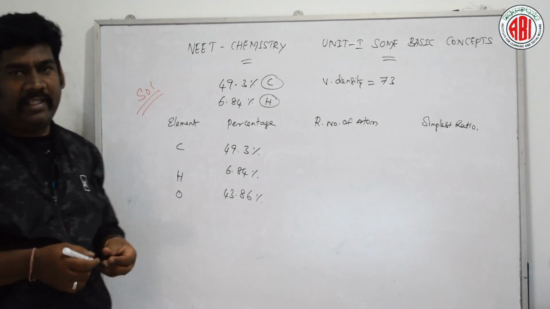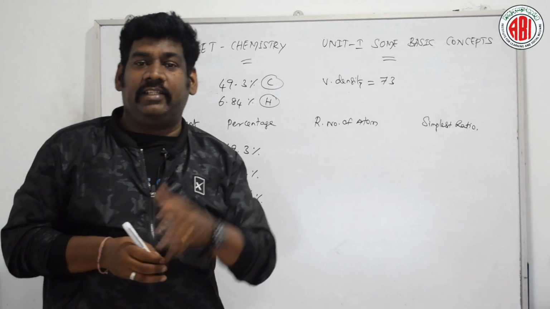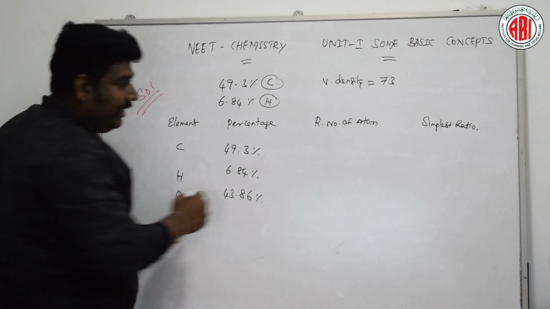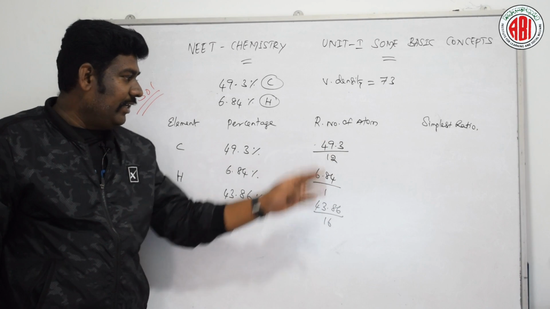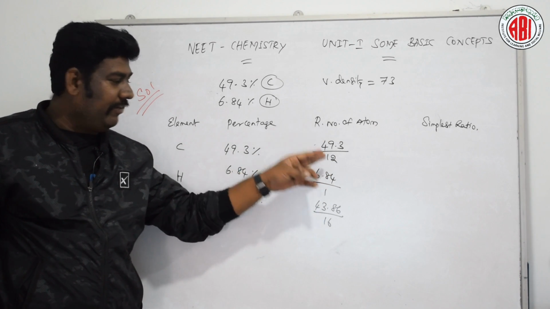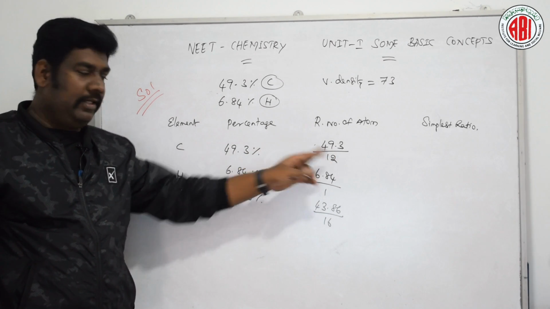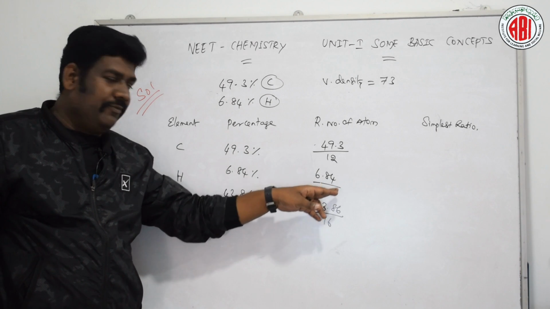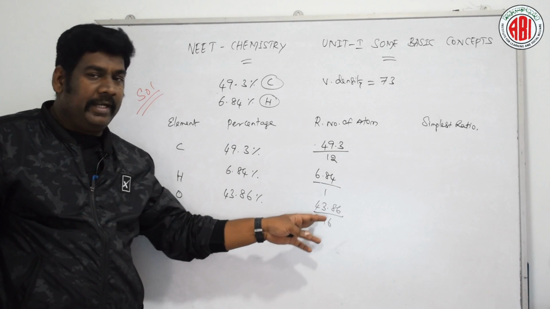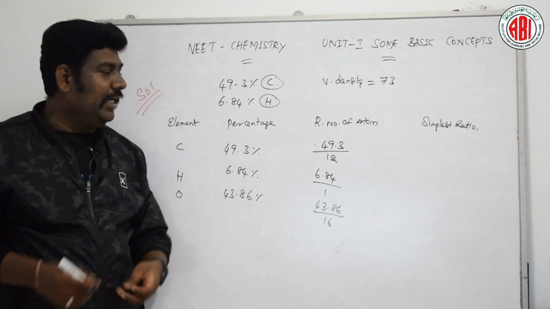So the relative number of atoms is very simple. The percentage should be divided by the atomic mass. So let us write now. First for carbon we are writing the relative number of atoms, that is the percentage composition of the element divided by the atomic mass of the element, that is 49.3 by 12 for carbon, 6.84 by 1 for hydrogen, and 43.86 by 16 for oxygen. This way we can write the relative number of atoms.